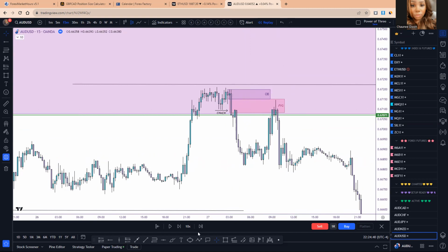I'm on the 15-minute when I'm doing this. Yes, I'm on the 15 or 5 when I'm entering, always. I don't enter anything higher.